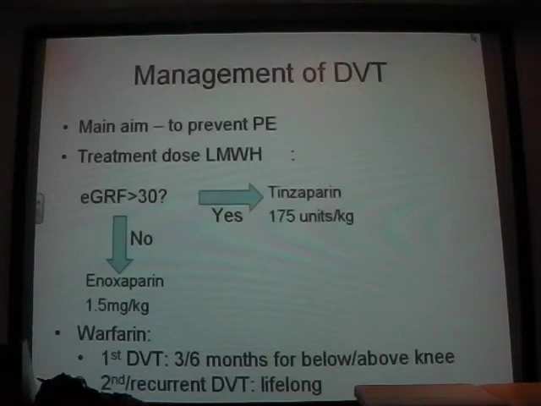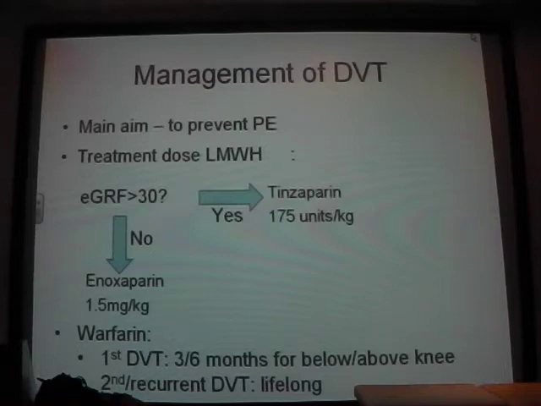Okay, so management of DVT. The main thing we're trying to do with DVT is prevent it from progressing to a PE. So if their eGFR is over 30, then you should treat with tinzaparin, 175 units per kilogram. If it's less than that, then you do enoxaparin 1.5 milligrams per kilogram.